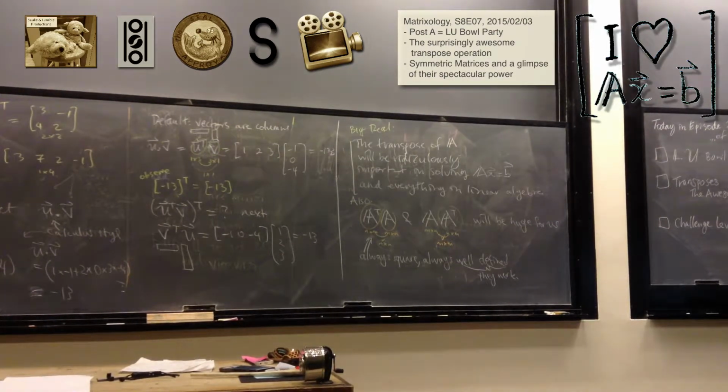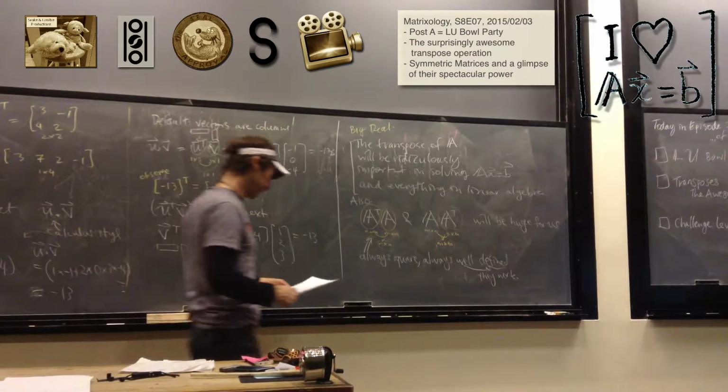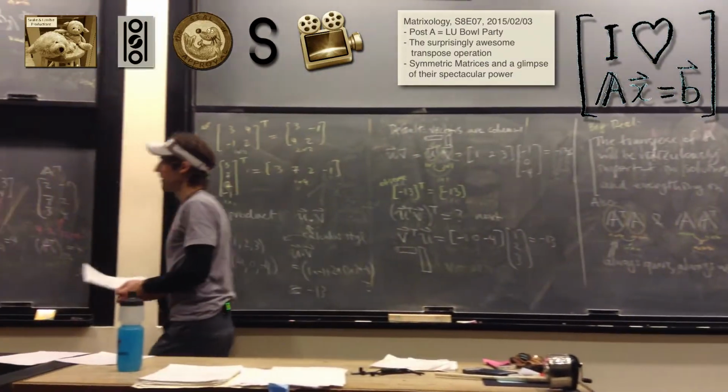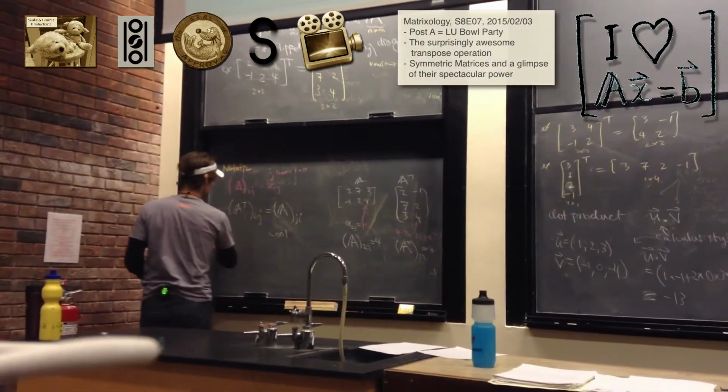So in general, the ijth entry of the transpose is the jith entry of A. Right? Cool. So that's a nice tiny little thing, and we can play with that. That's a little piece.